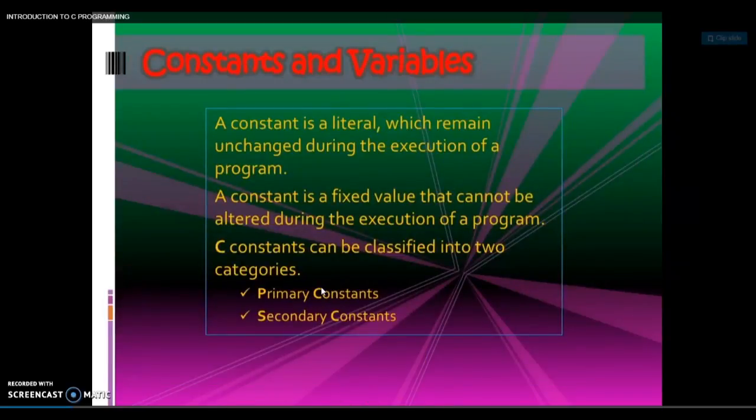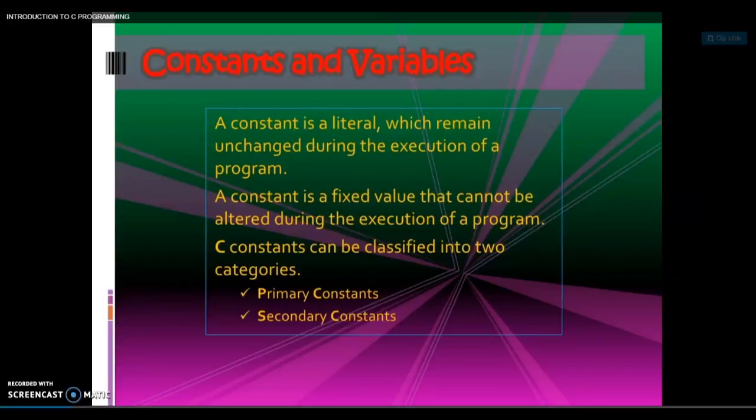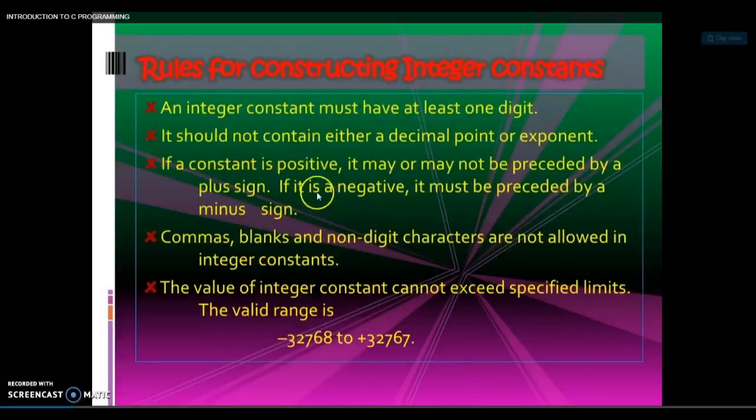Constant and variables. A constant is a literal which remains unchanged during the execution of a program. A constant is a fixed value that cannot be altered during the execution of a program. C constants can be classified into two categories: primary constants and secondary constants.